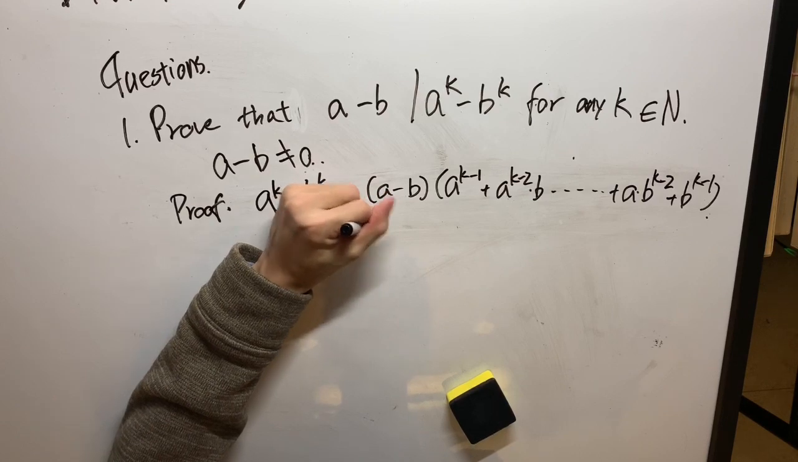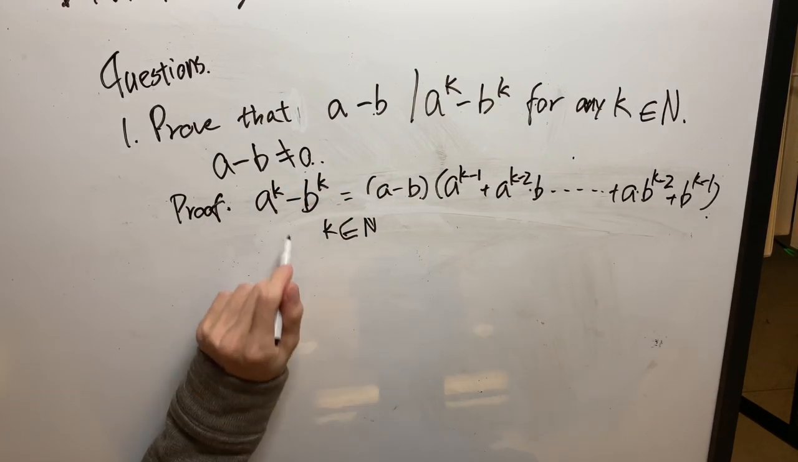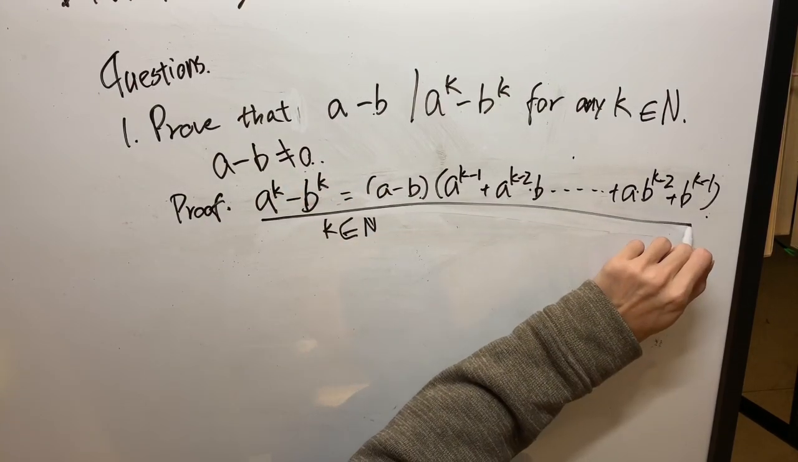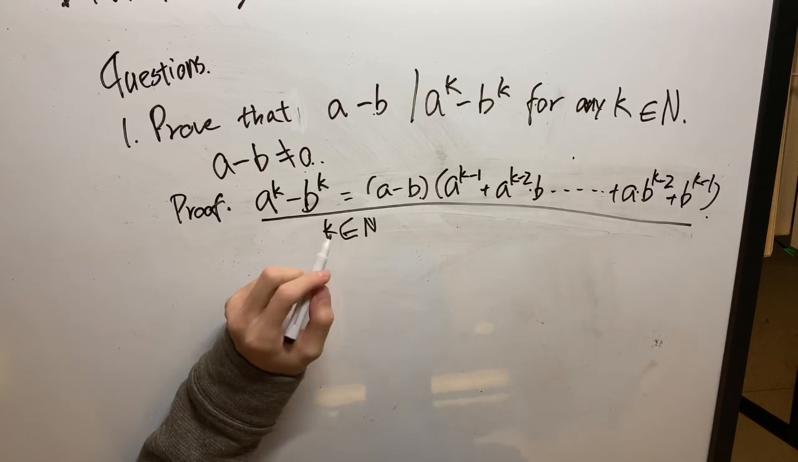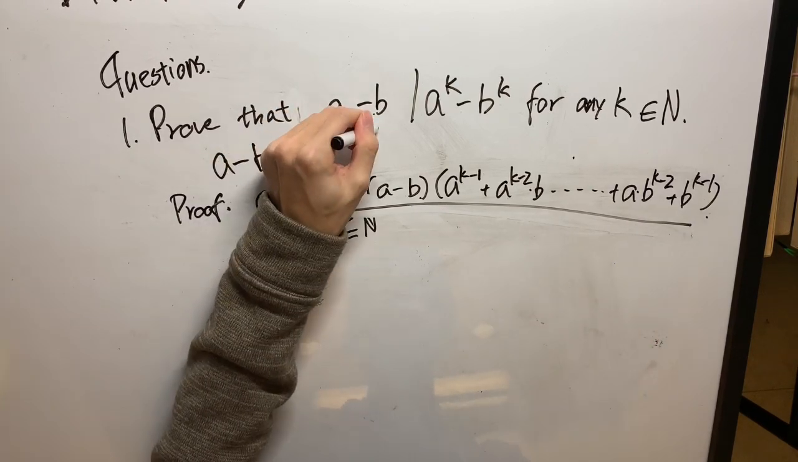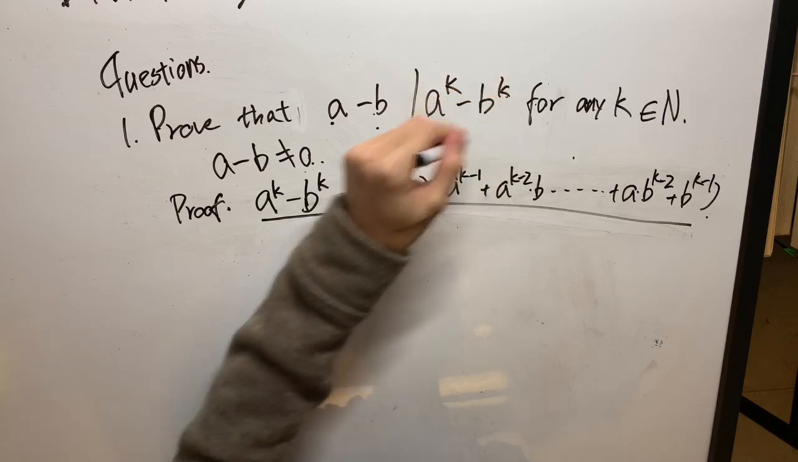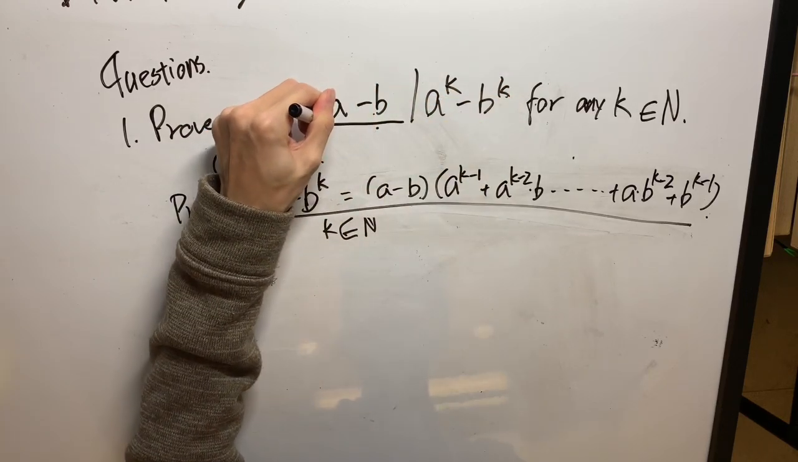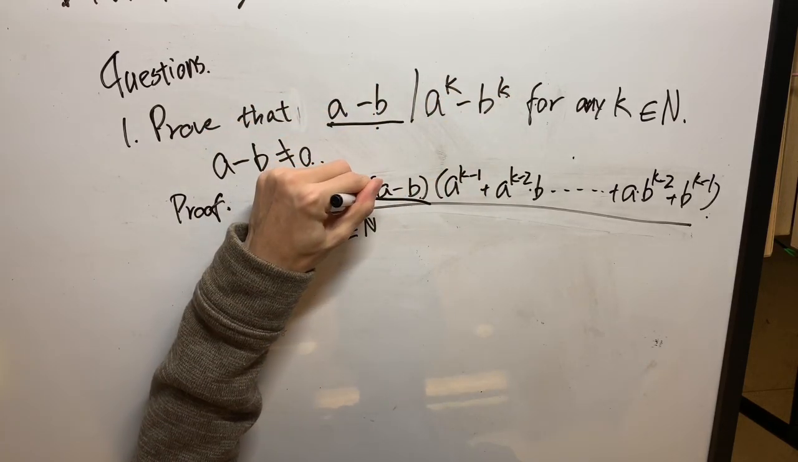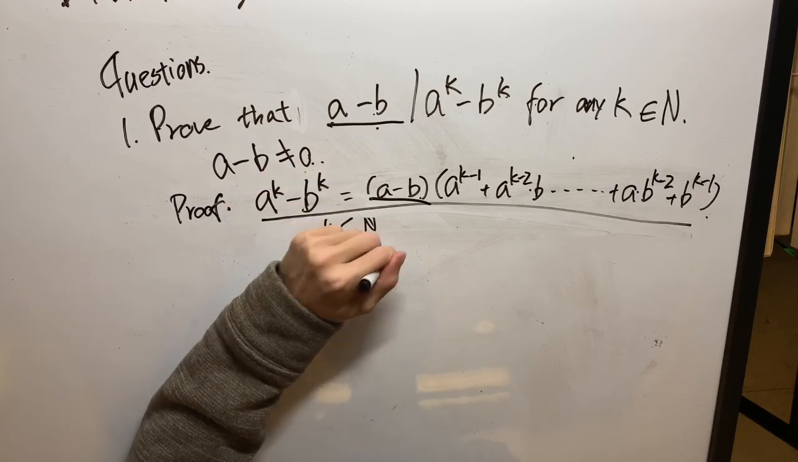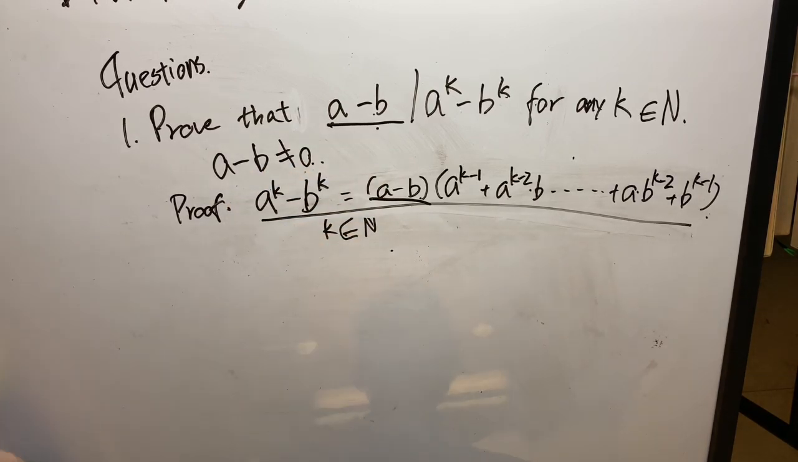of natural number. If we know this formula, then it is easy to conclude that a minus b divides a to the k minus b to the k, because a minus b divides a minus b. That's the first question.